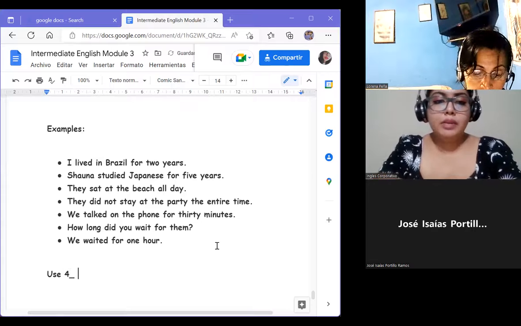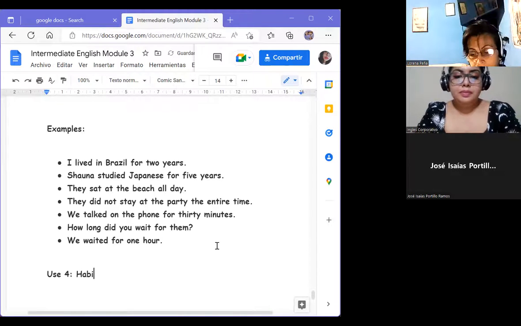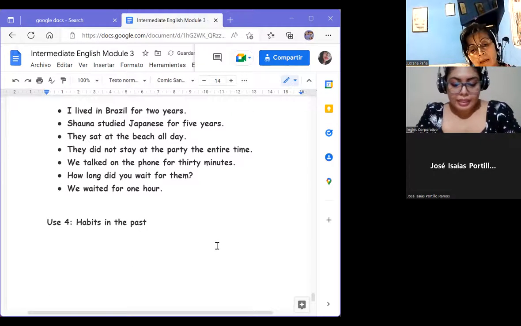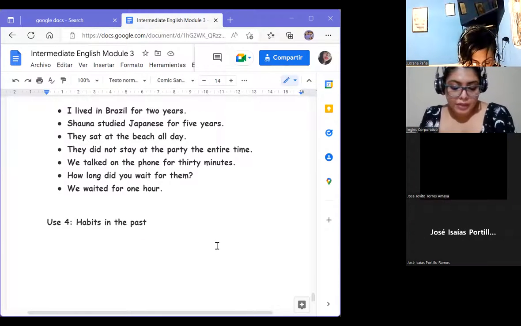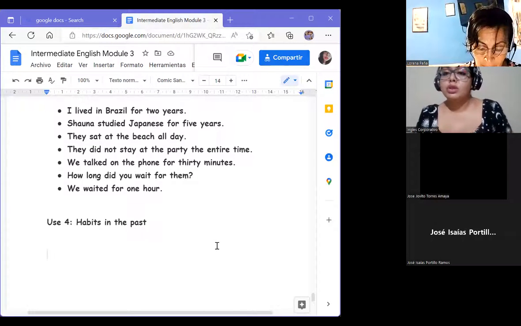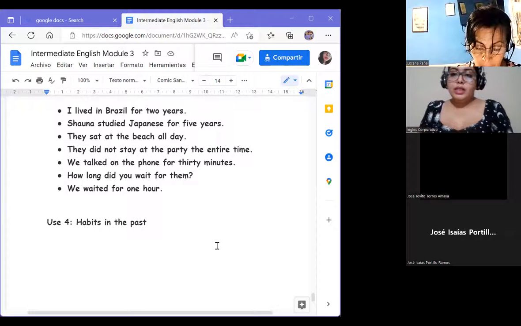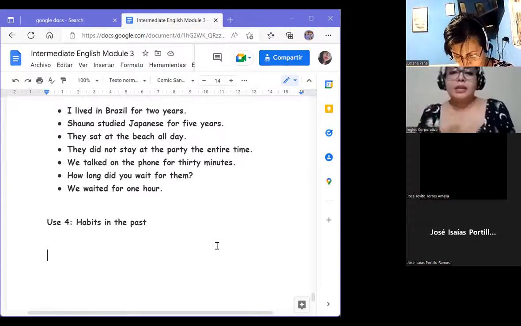Use four of the simple past, and it says habit in the past. And it says the simple past can also be used to describe a habit which stops in the past. It can have the same meaning as used to. We have a structure in English that is the used to. That structure, we can use it for this kind of habit in the past that we are not doing in the present and stopped in the past.